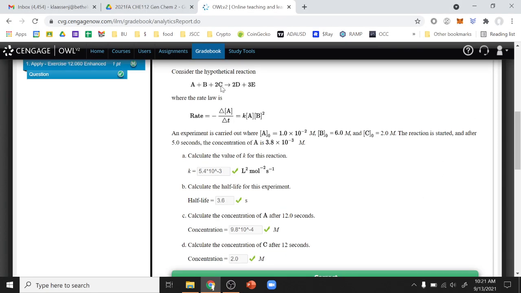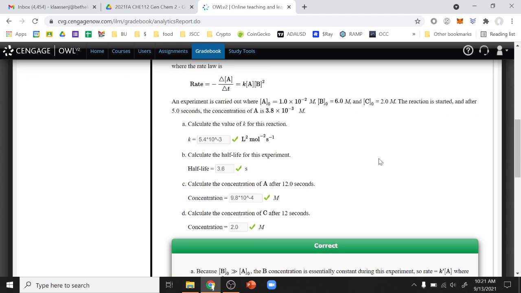All right, so let's consider this hypothetical reaction. The rate law is such. An experiment was carried out where the starting concentrations were these. The reaction is started, and after 5 seconds, the concentration of A is this right here. We will calculate the value of K for this reaction, then calculate the half-life, calculate the concentration of A after 12 seconds, and calculate the concentration of C after 12 seconds.